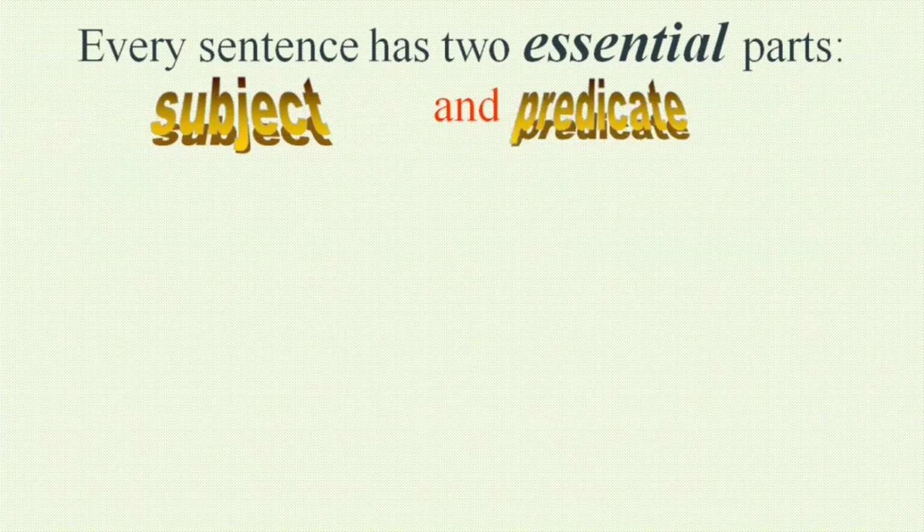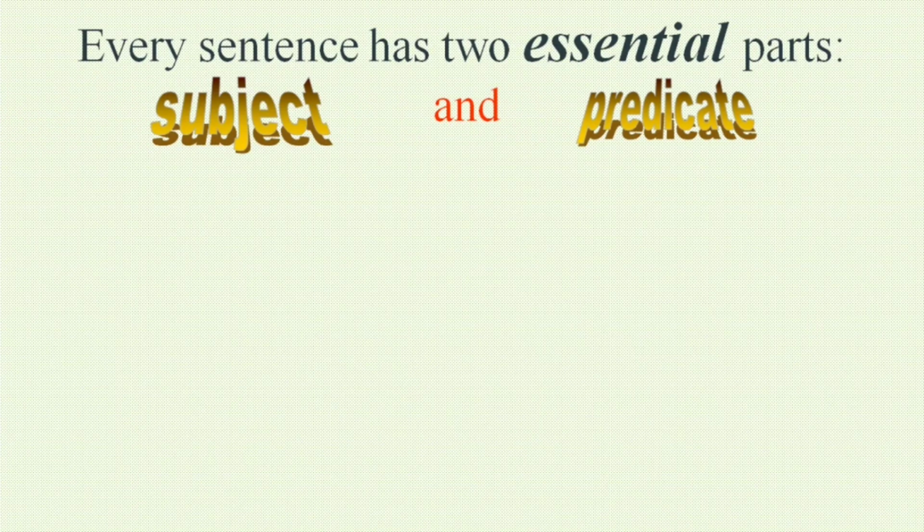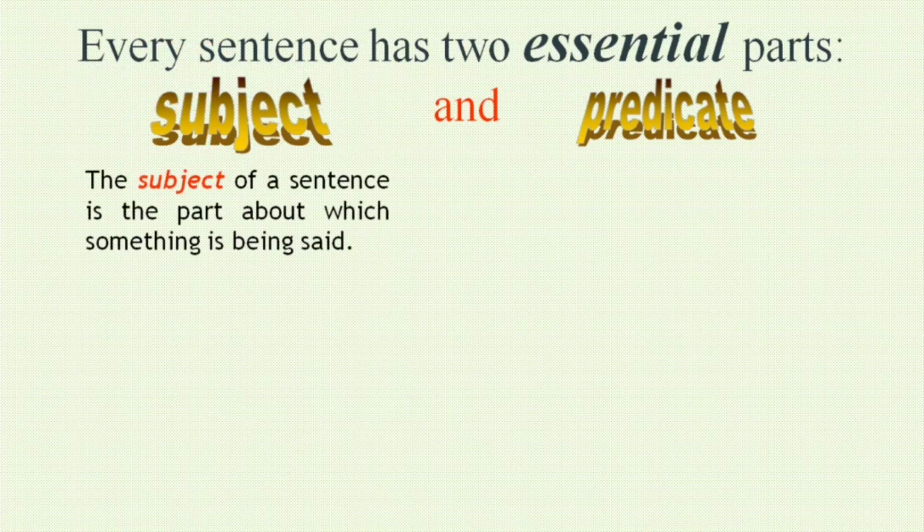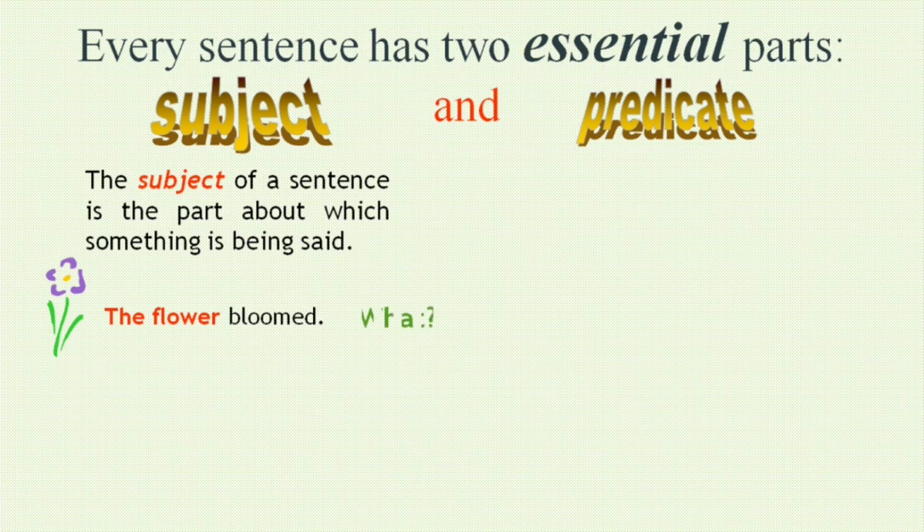Every sentence has two essential parts: subject and predicate. The subject of a sentence is the part about which something is being said. For example, the flower bloomed. In this sentence, something is being said about the flower. That is why the flower is a subject. We can make a question with what to find out the subject. What bloomed? The answer is the flower. That means the flower is a subject.